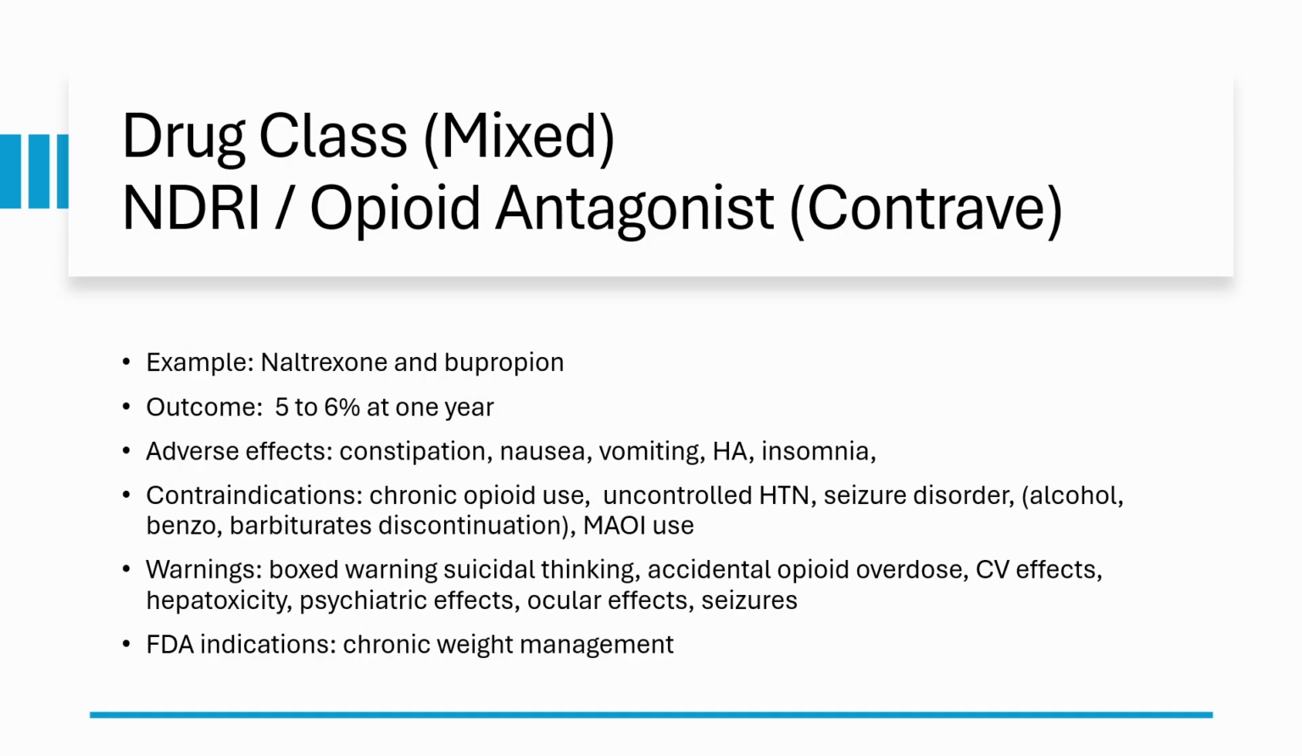Contrave produces a weight loss of approximately 5 to 6% at the 1-year mark. The most common adverse effect is mild transient nausea. It can also cause constipation, vomiting, headaches, and insomnia. Its contraindications include chronic opioid use, uncontrolled hypertension, seizure disorders, patients who are in the process of discontinuing either alcohol, benzodiazepines, or barbiturates, and patients on MAOIs. Its warnings include a U.S. box warning for suicidality, accidental opioid overdose, cardiovascular effects, hepatotoxicity, psychiatric effects, ocular effects, and seizures. It's approved for chronic weight management.